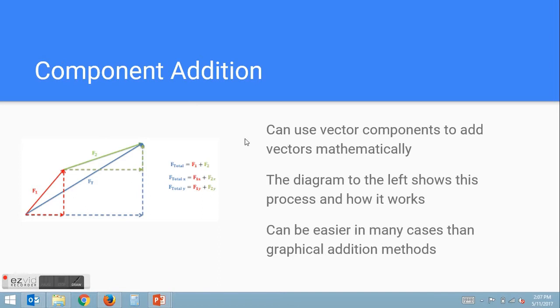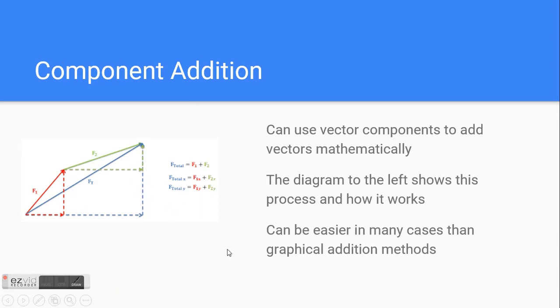Alright, so in this lesson we're going to look at the method of adding vectors called component addition, and in this method we use vector components to add vectors mathematically. The diagram on the left shows how this process works. If I've broken up vector F1 and F2 into x components and y components and added those two vectors up, FT is the total of the sum of those two.